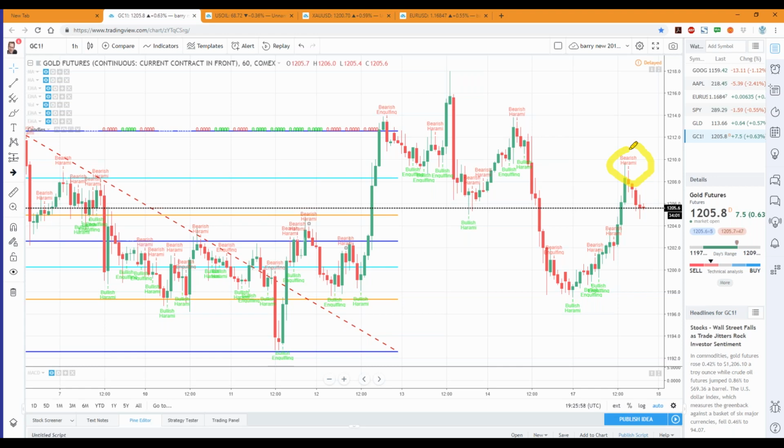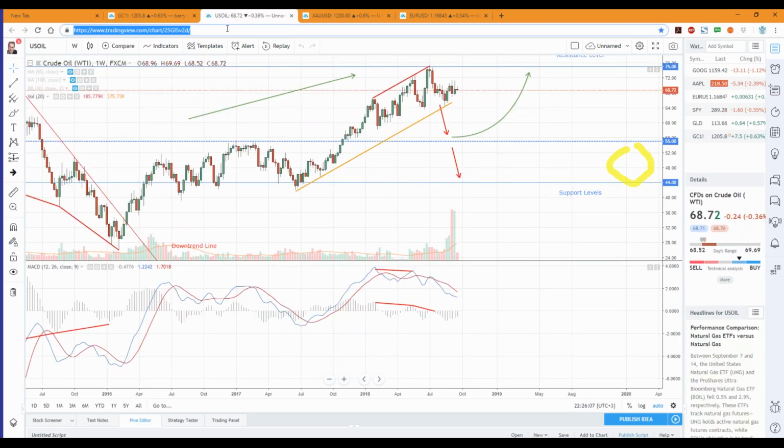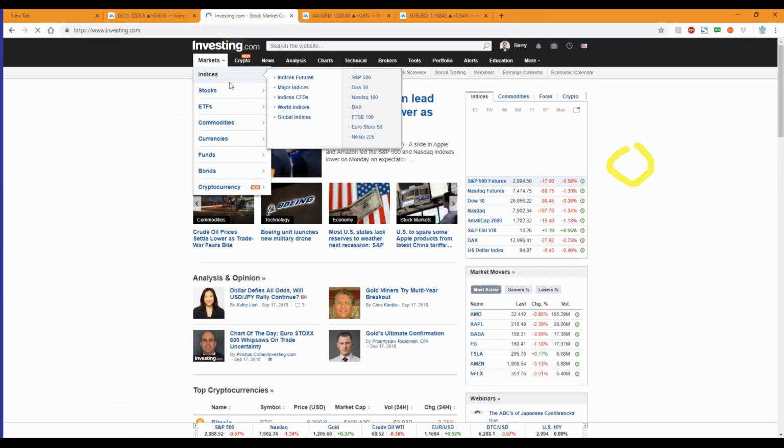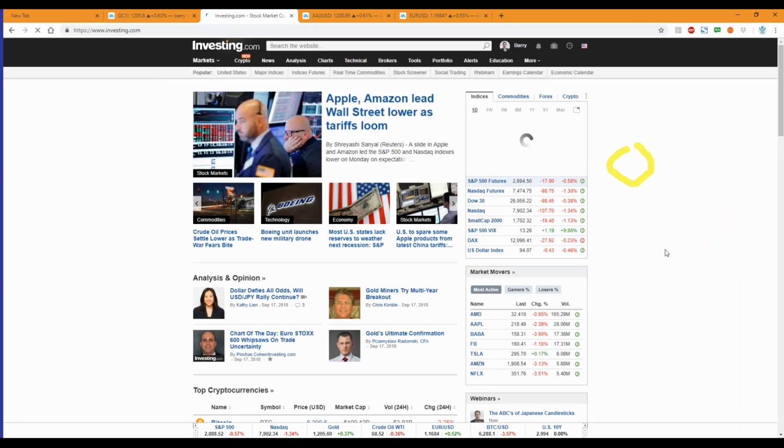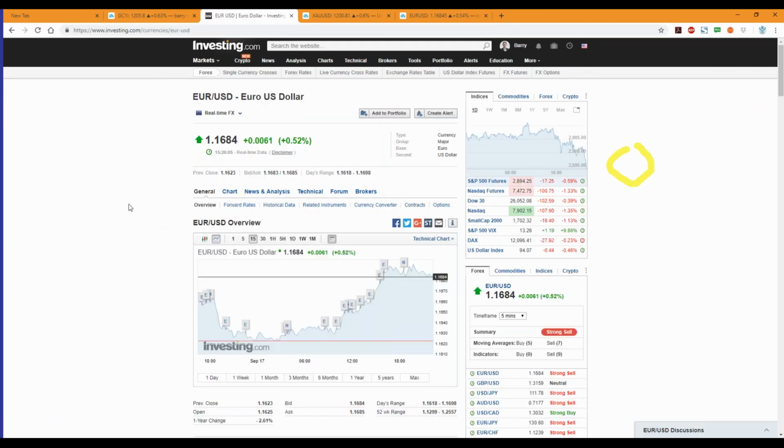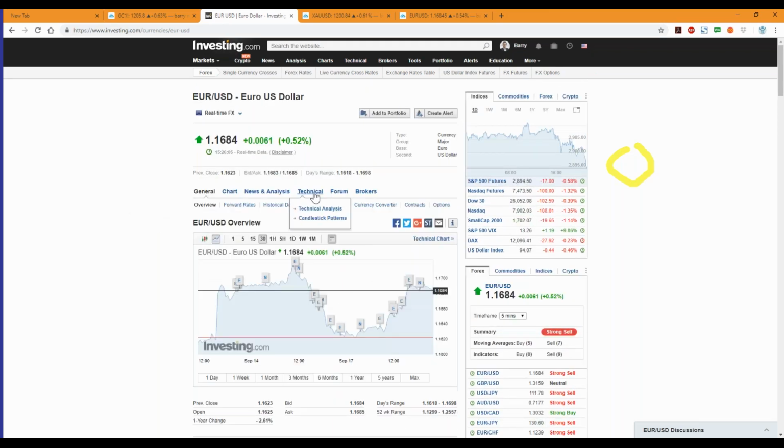Or you can use the TradingView charts and pay for a subscription and get the better, faster charts. Or we can also come over here to investing.com and all we have to do is go over here and, let's pick a currency. Click on Forex. We're going to click on the Euro US dollar right over here. Okay. Now we have a standard chart right here. We're going to pick a 30-minute chart. And we're going to go up here to technical. And we're going to click under chart patterns, candlestick patterns.